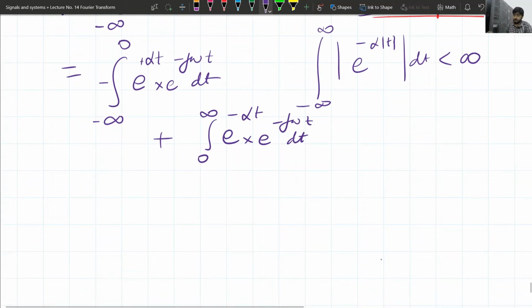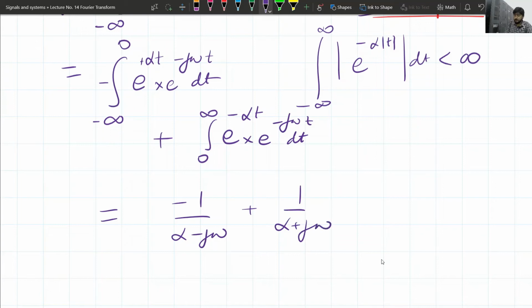Now we can easily do its integration. It will be simply minus 1 upon alpha minus j omega plus 1 upon alpha plus j omega if you take the integration. So after approximating the signum function so that it follows the Dirichlet conditions, we can find its Fourier transform.